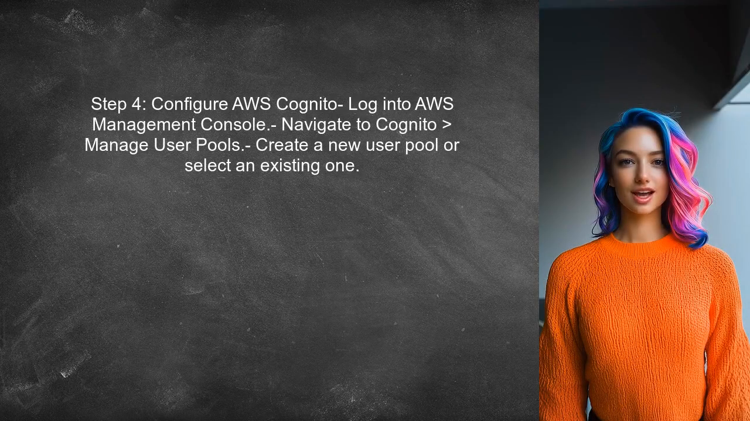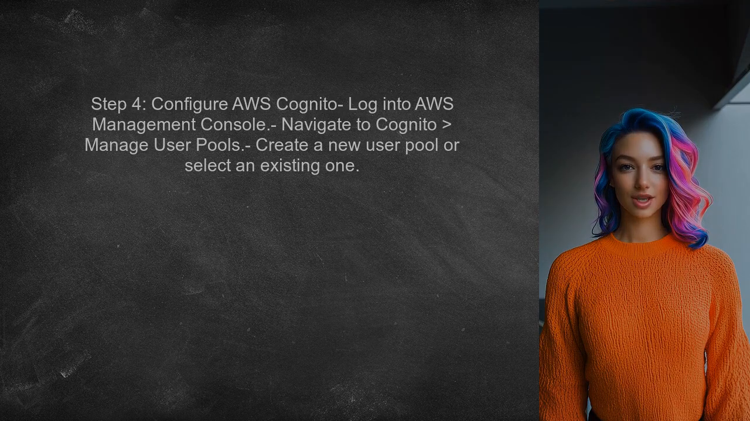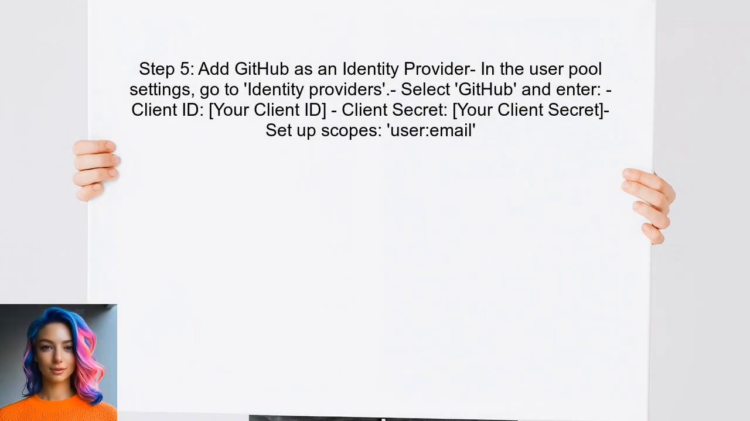Now, the user should log into the AWS Management Console and navigate to the Cognito service. They will need to create a new user pool or select an existing one. Finally, the user must configure the user pool to use GitHub as an identity provider. This involves adding the GitHub credentials and setting up the necessary scopes.